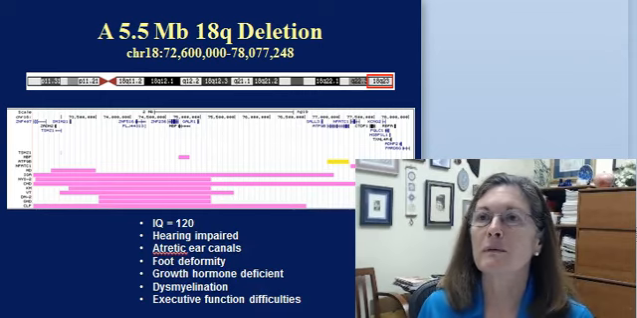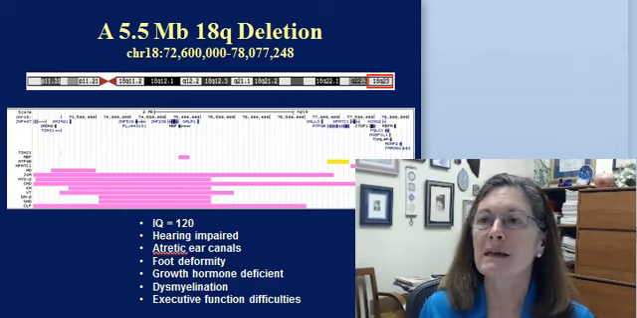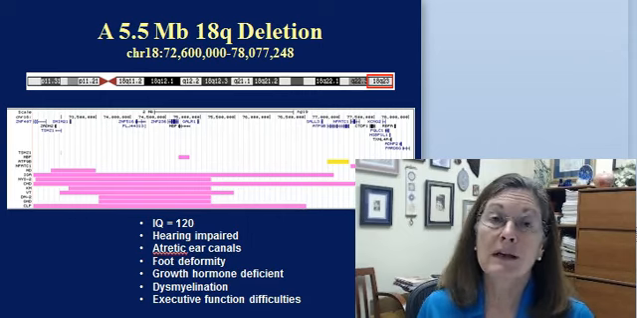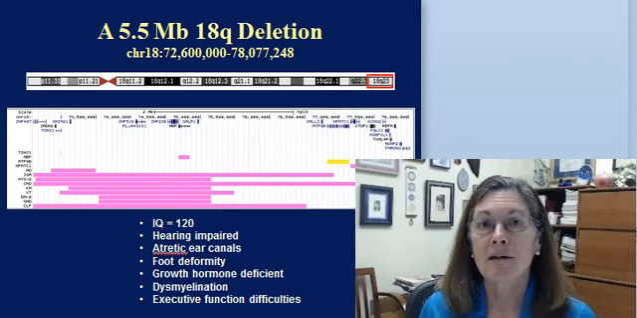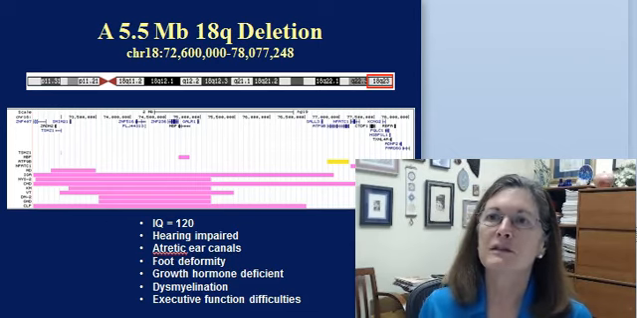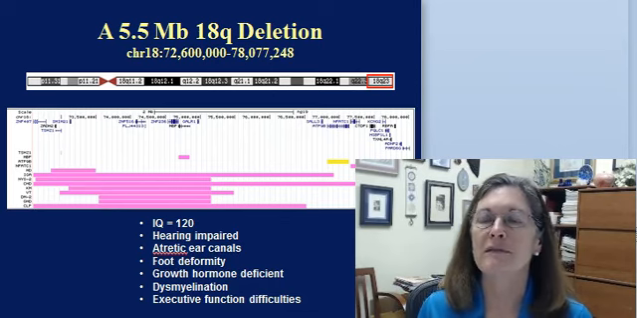And in fact, here's a person with this deletion of chromosome 18, and here is a little synopsis of their clinical picture. They have an IQ of 120. They are hearing impaired. They have atretic ear canals, or they did have atretic ear canals, and had a foot deformity when they were born. They're growth hormone deficient. They have dysmyelination of the central nervous system. And they also have executive function difficulties, so they need some help and guidance in functioning in daily life, even though they have a high IQ. So that's someone with this terminal deletion of 18q.